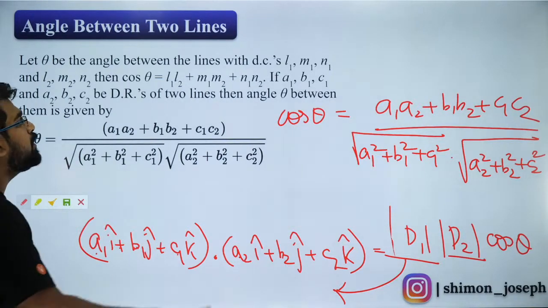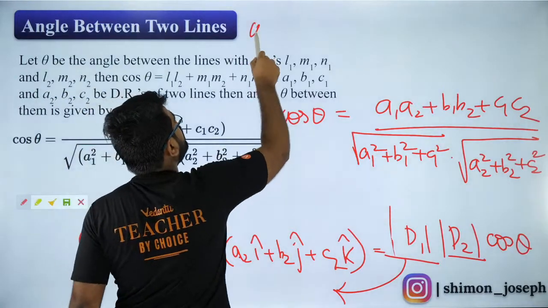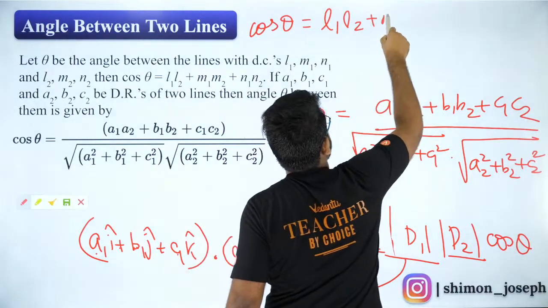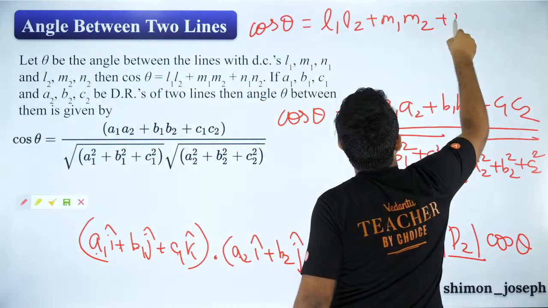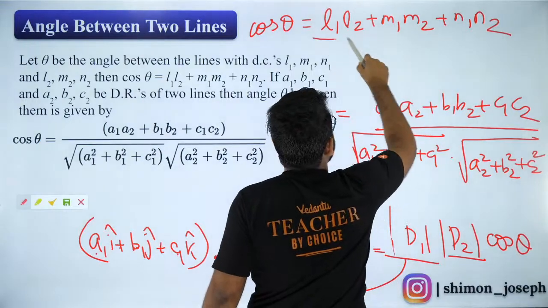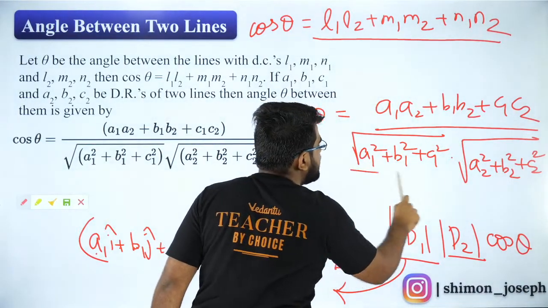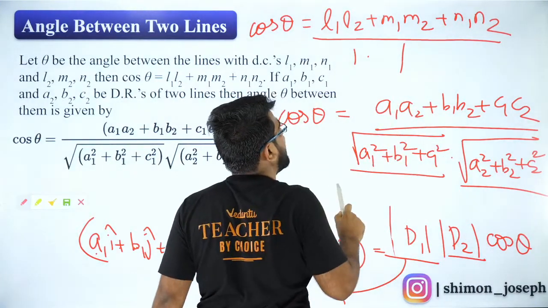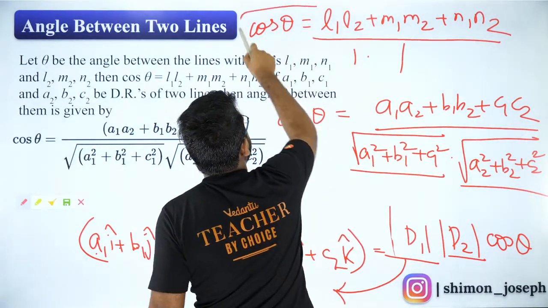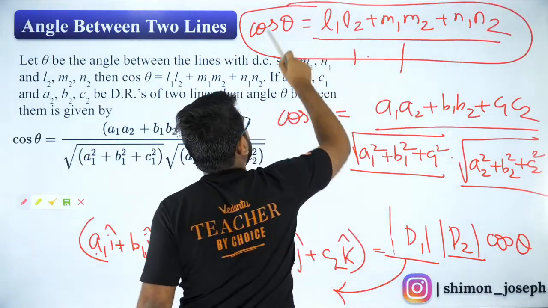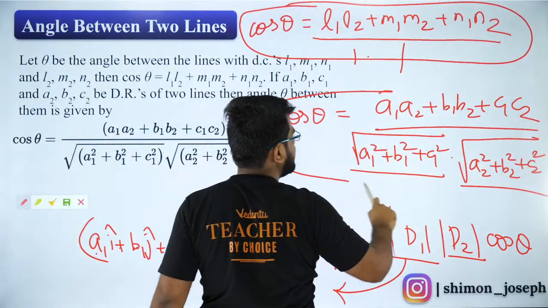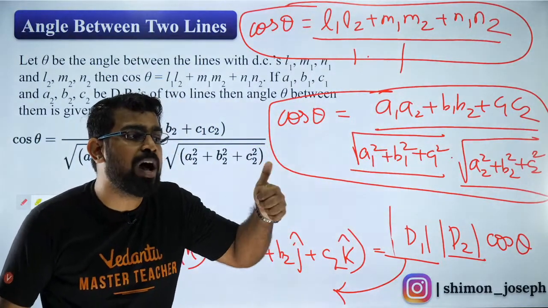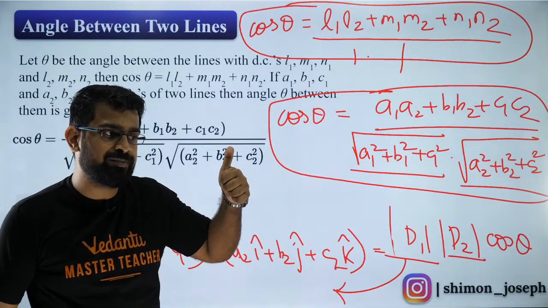So guys, this is for direction ratios. But if you use direction cosines, then it is directly L1 L2 plus M1 M2 plus N1 N2. That's it. No need to divide by anything because the denominator will be 1 for direction cosines. So if you have direction cosines, you can directly get it like this. If you have direction ratios, then you can get it by this formula. I've given you both of them. I hope you liked it. Did you all understand it?